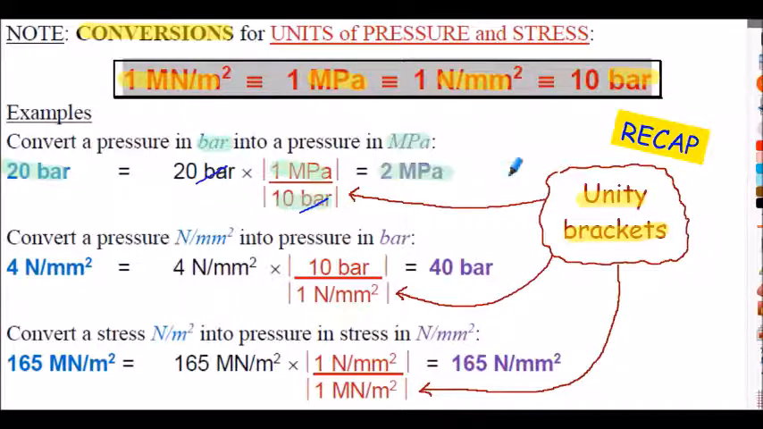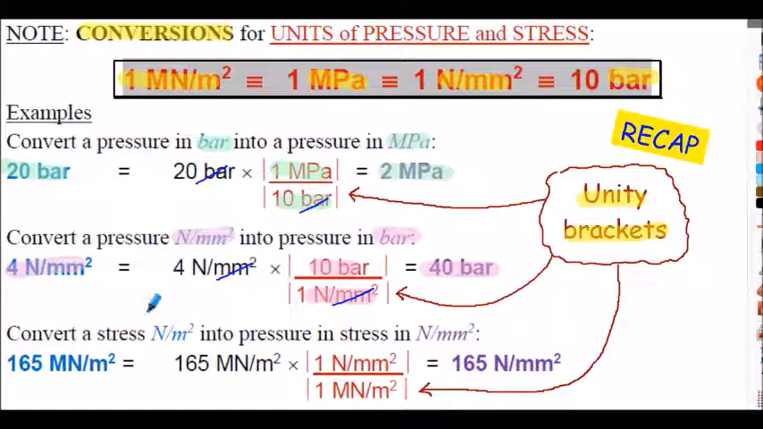how the conversions work. And if you want to convert a pressure from newtons per millimeter squared into bar, for example, then for 4 newtons per millimeter squared, the unity bracket in this case would be the bar upon the newtons per millimeter squared, because again they're cancelling unity brackets, so you have to cancel the millimeter squared with the millimeter squared, so 4 newtons per millimeter squared is 40 bar.